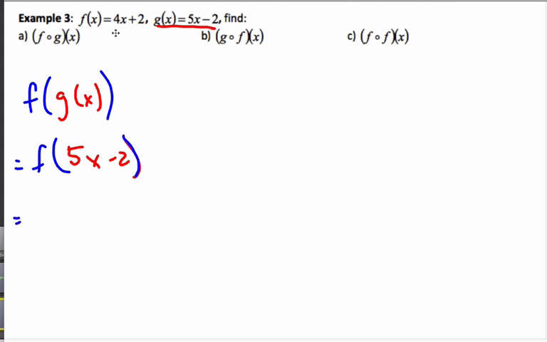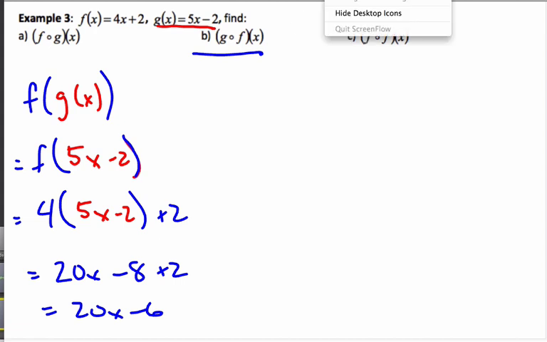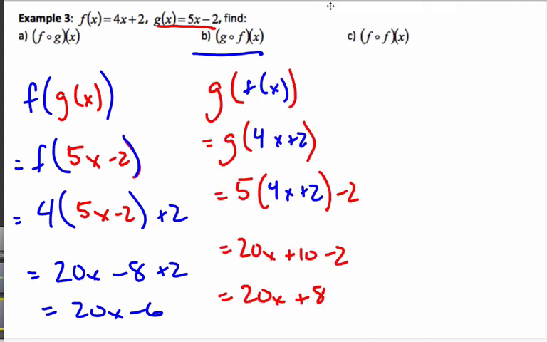And now that's going to go into my f, which is 4. Plug in my g into the x value. plus 2, which is 20x minus 8 plus 2, which is 20x minus 6. Try this one. Pause the video and try that one. That's right, pause. Okay, so here's the answer.